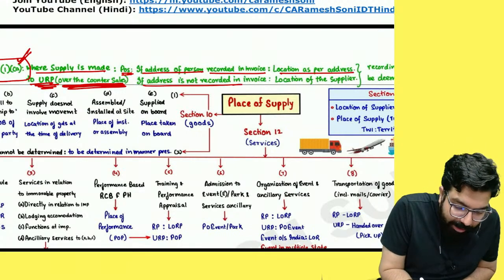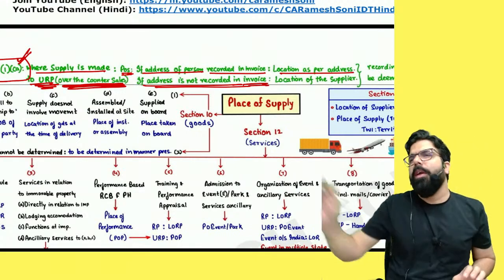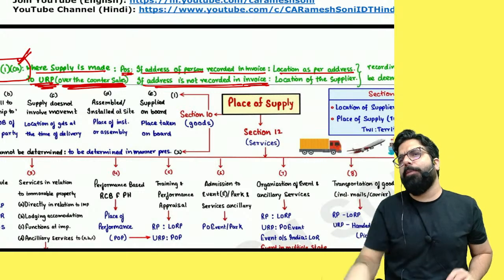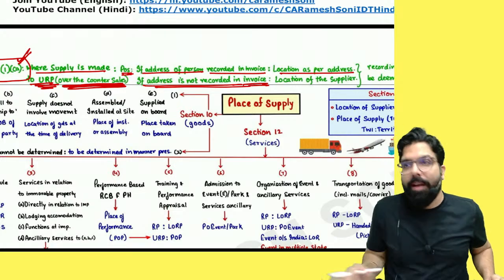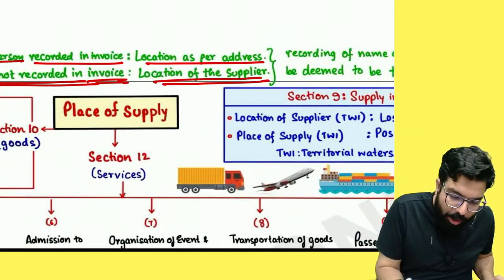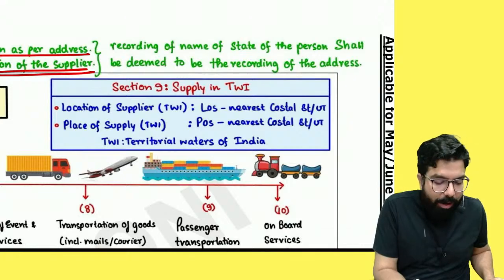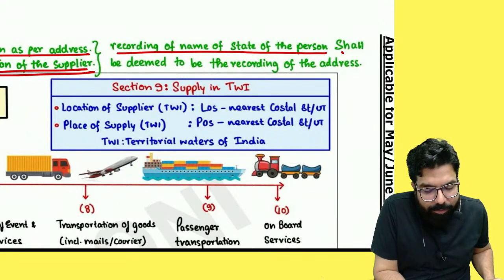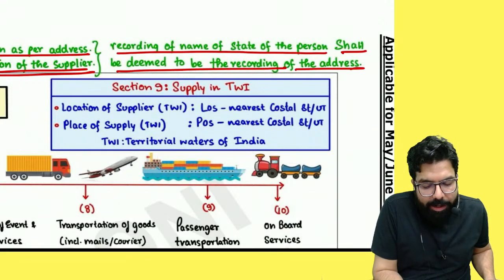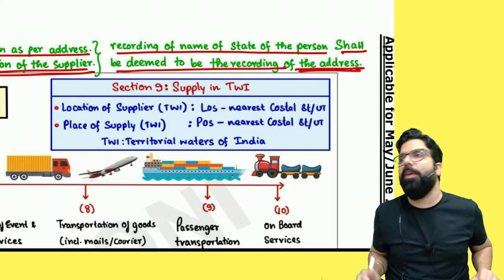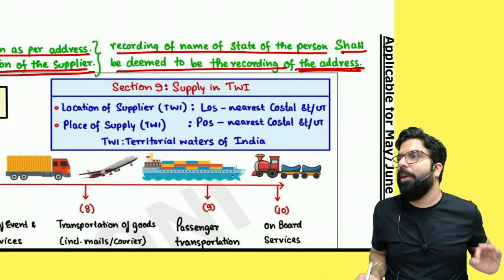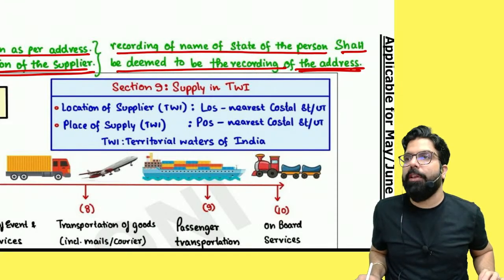But sir, if he does not give you the address, he came, he took the laptop, I gave him the laptop. My location is your location. I'll charge you CGST and SGST. Is my point clear to all? And you know what? Recording the name of the state of the person shall be deemed to be recording his address. In the bill, only record his state and that will be his place of supply. Is my point clear to all? Are we all clear with this point?